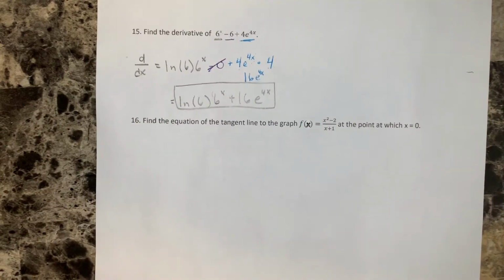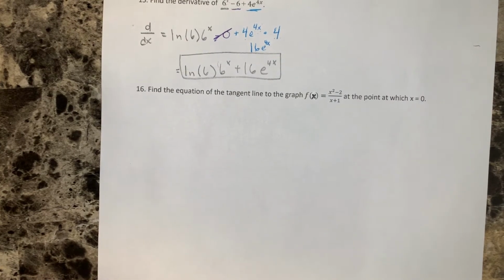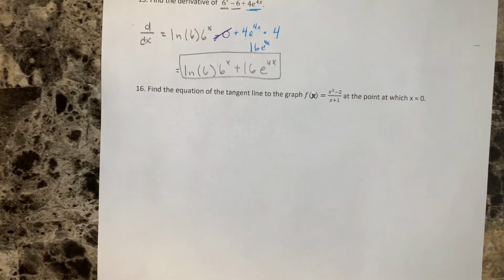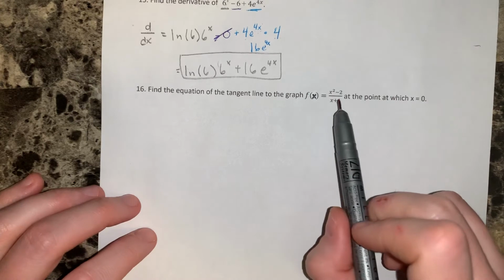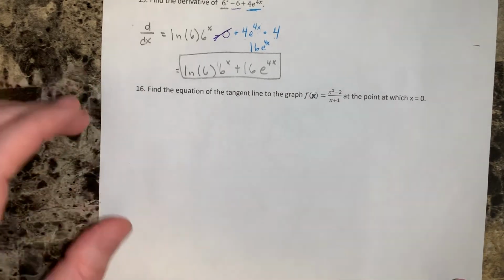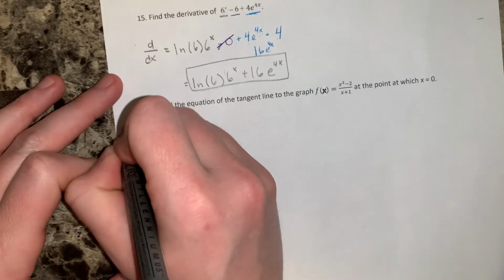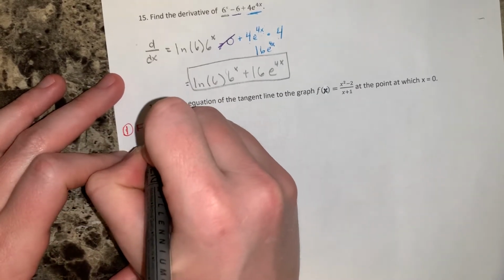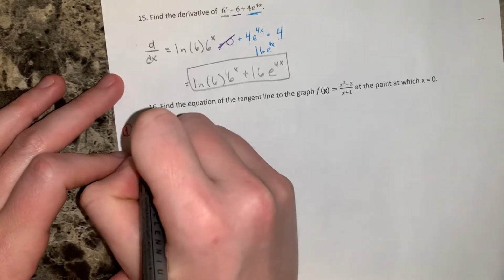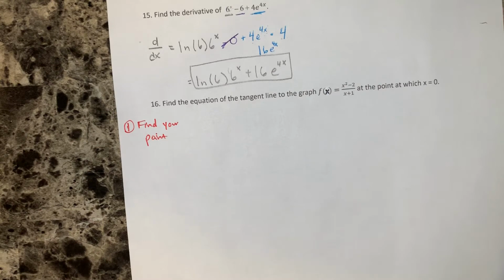And then for the final one, this one requires a little bit of work, a couple steps involved. So find the equation of the tangent line to the graph f of x, which equals x squared minus 2 over x plus 1, at the point at which x equals 0. So step 1, find your point. So we want to find the point that we are focusing on here.